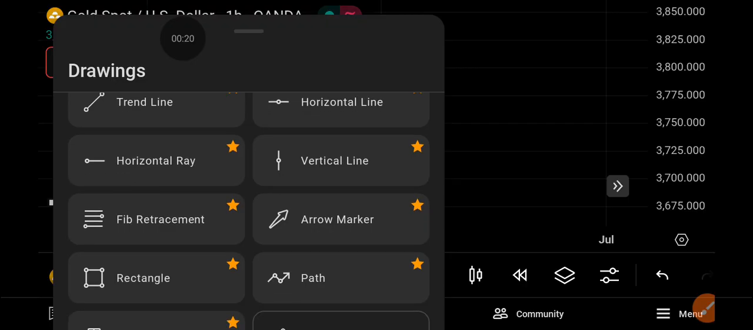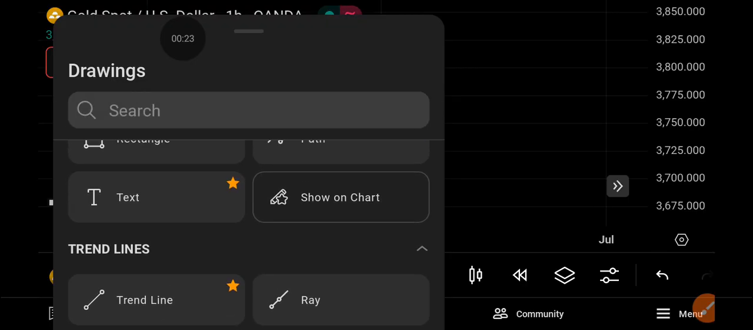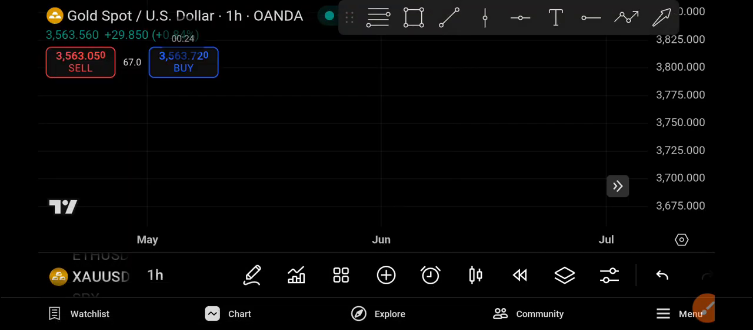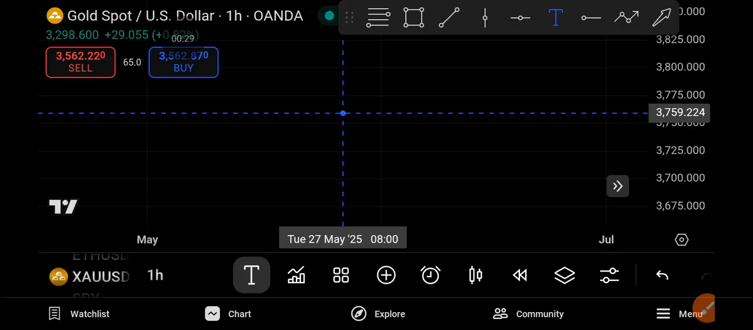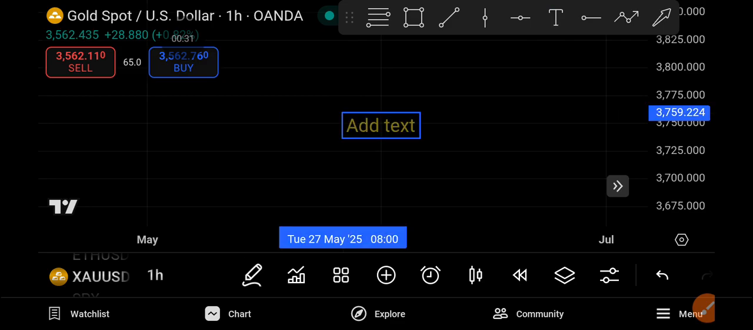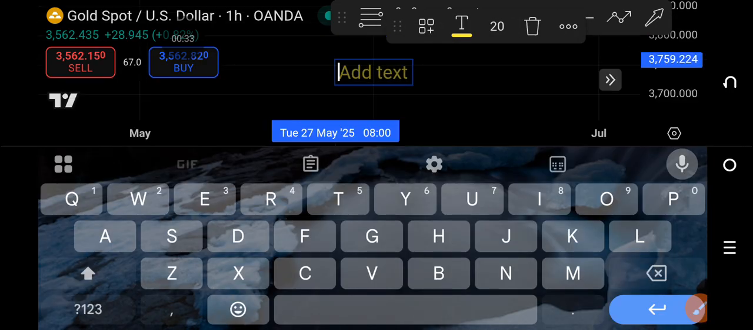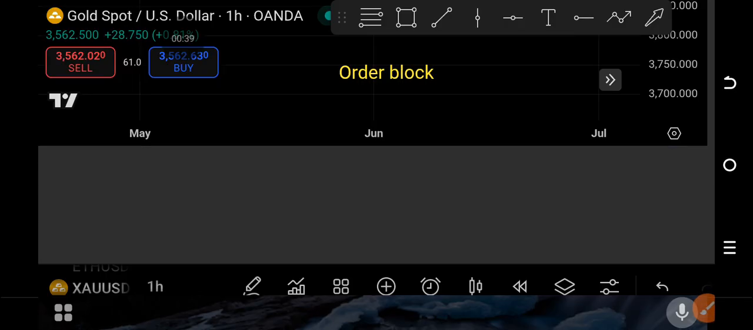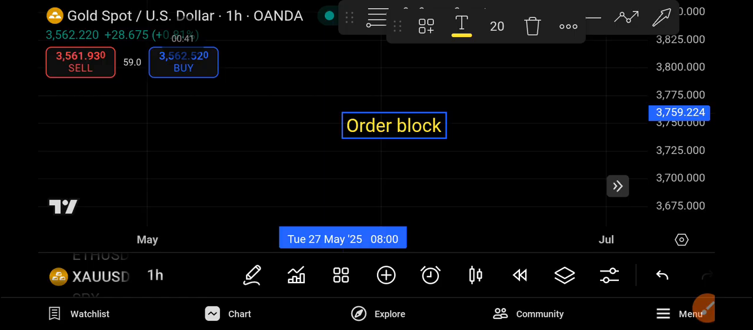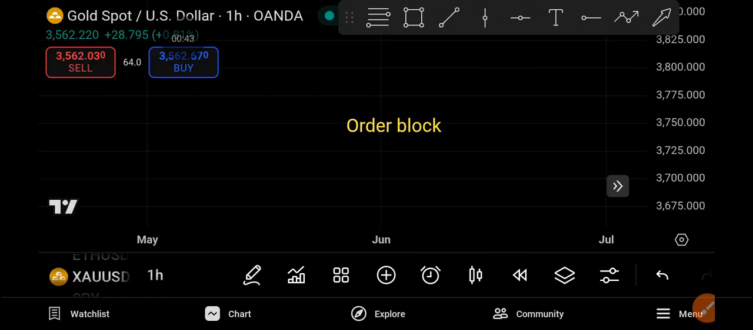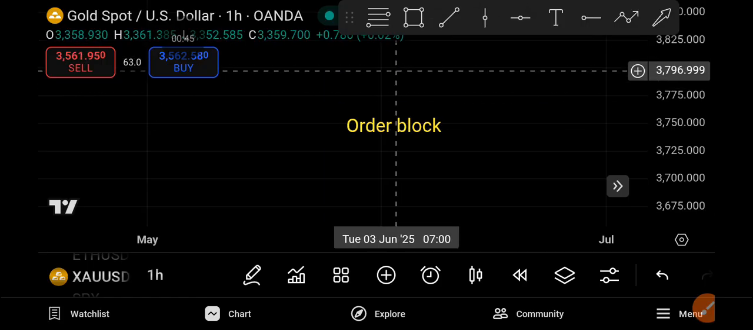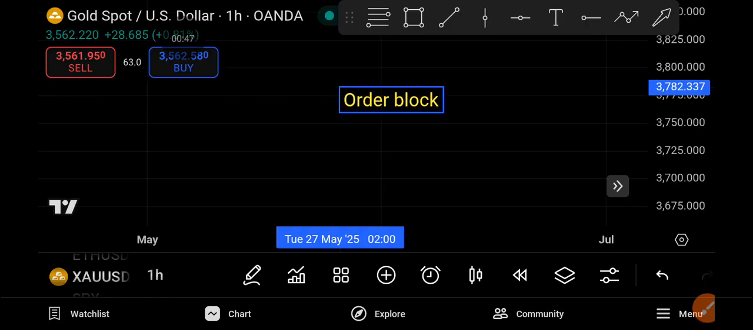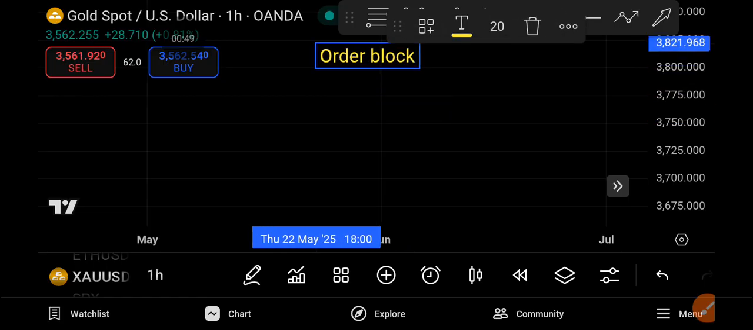Okay. So today we are going to talk about, I'm going to teach about order blocks. Yes, we are going to talk about the order block. Pay attention here.